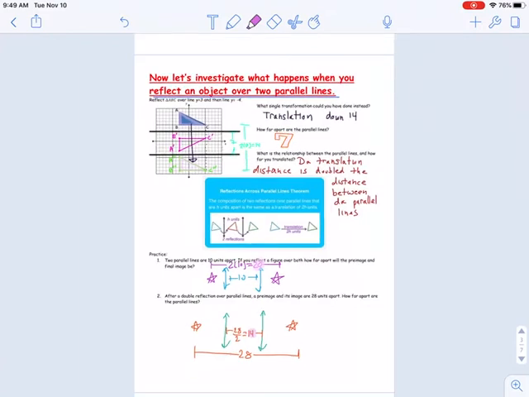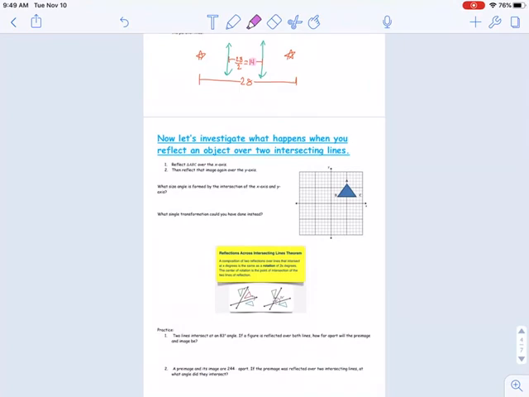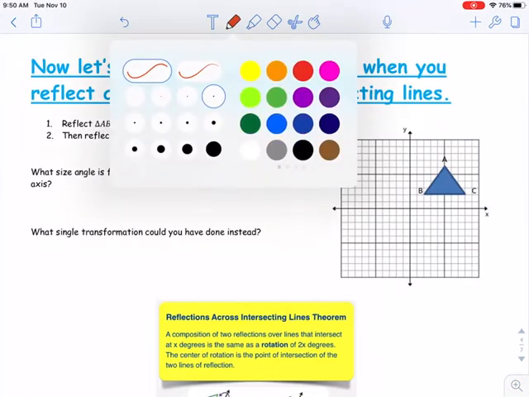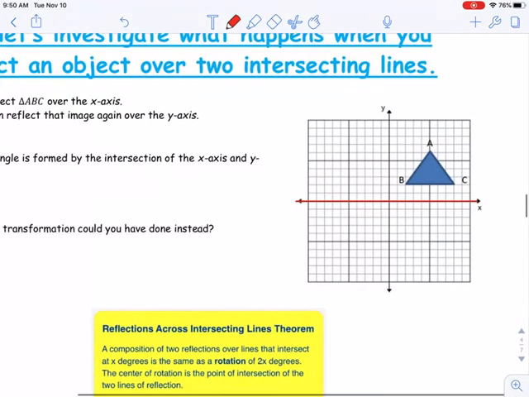So we have a glide reflection. Now we have reflecting over parallel lines. Naturally, now next, what are we going to do? We're going to do a reflection over intersecting lines. All right, so we're going to take this. We're going to reflect triangle ABC over the x-axis and then the y-axis. Are you guys ready? X-axis, don't forget it's this one right here. All right, so C prime, B prime, and A prime.